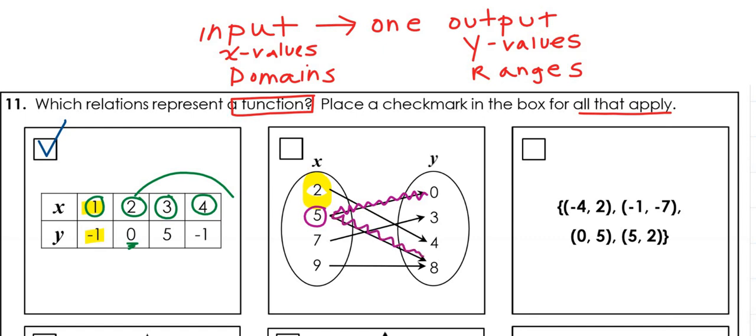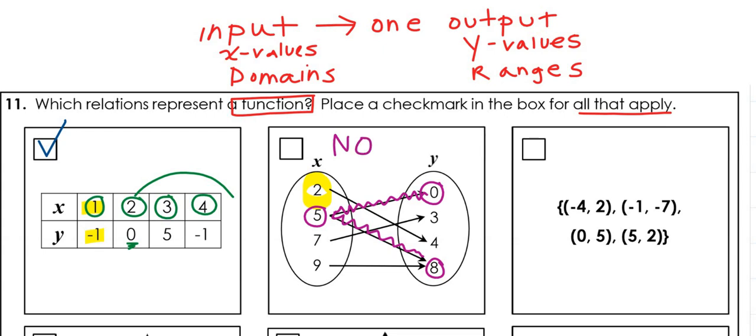So that means that if I put 5 into my function, I don't know if I'm going to get a 0 as an answer or an 8 as an answer. So there's more than one output, more than one y value for this single x value. I can't have that. When you have more than one line coming off of the x value, it's not going to be a function. So this is a no, not a function.